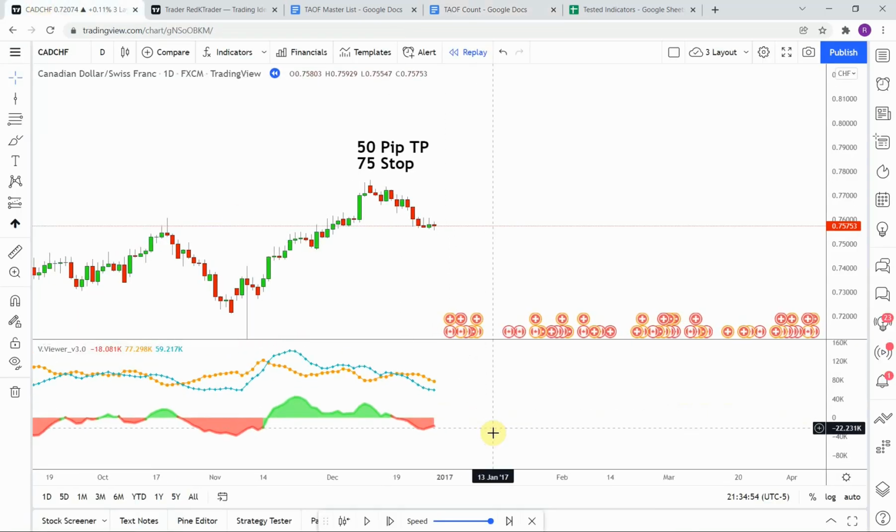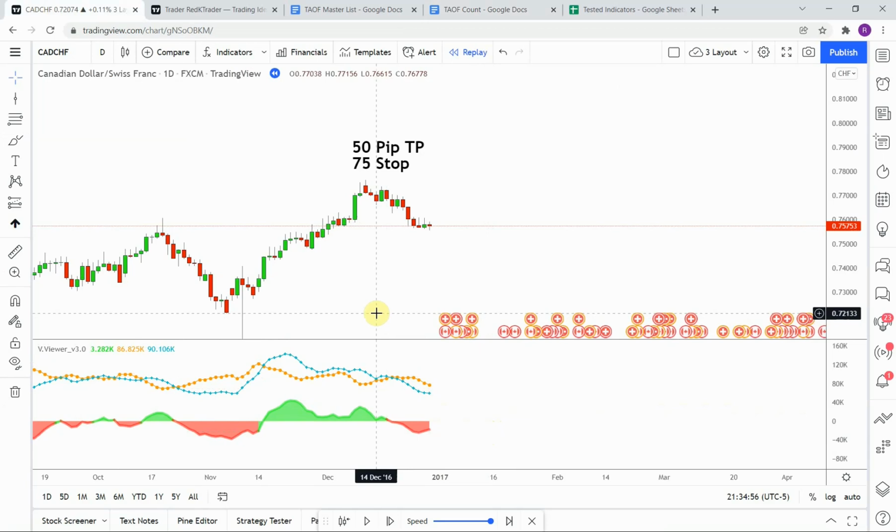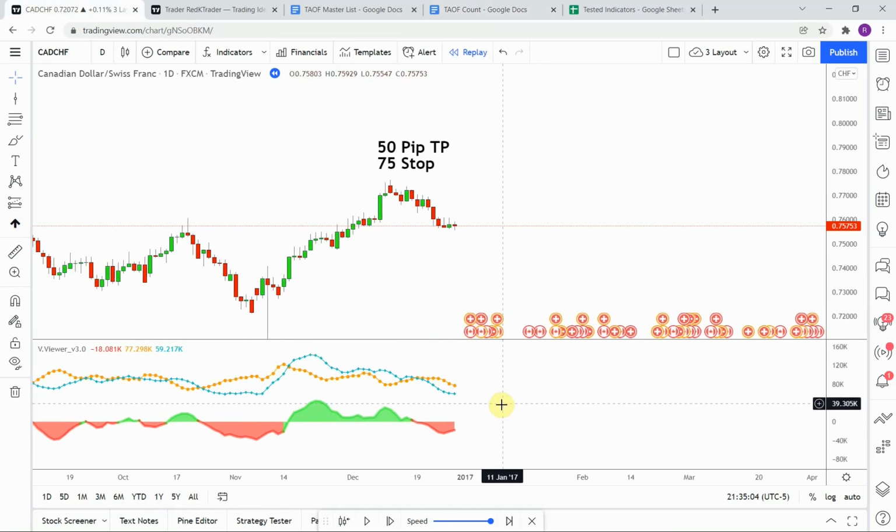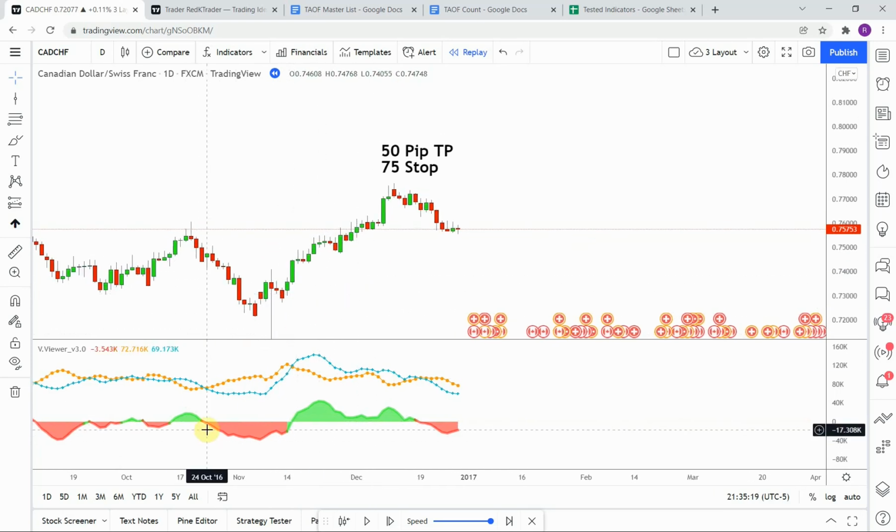Alright, so today's indicator is the RedK supply and demand volume viewer. Quite a mouthful, but you can see it here on the bottom of the screen. And the setup on this is pretty simple. What we are looking for is this kind of histogram cloud right here. When it goes green, we are going to go long. When it goes red, we are going to go short.